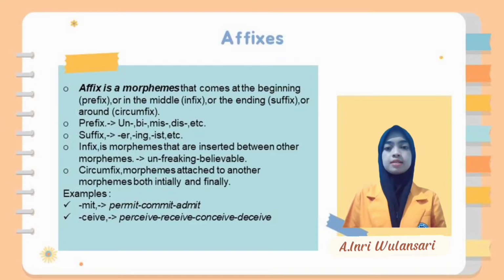Affixes. Affixes are morphemes that come at the beginning, prefix, or in the middle, infix, or at the ending, suffix, or around, circumfix. Prefix: to, an, by, miss, this, etc. Suffix: to, are, in, each, etc. Infix: morphemes that are interspersed between other morphemes: to, an, freaking, believable.